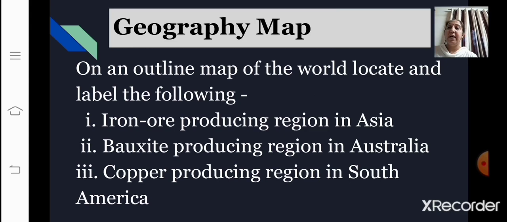And geography map, on an outline map of the world, locate and label the following. First one is iron ore producing region in Asia. Second is bauxite producing region in Australia. And third one is copper producing region in South America. Any one region of iron ore producing in Asia, in the continent Asia only you will mark, okay? And bauxite in Australia and copper in South America.